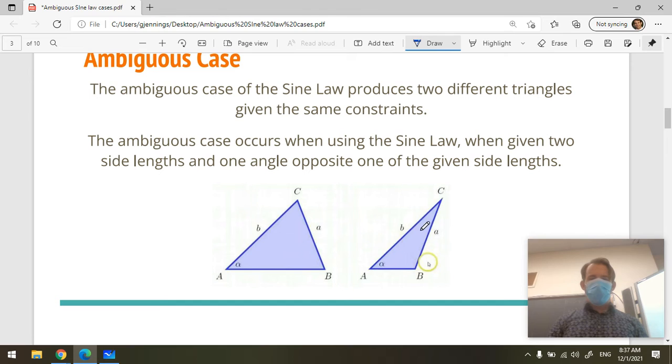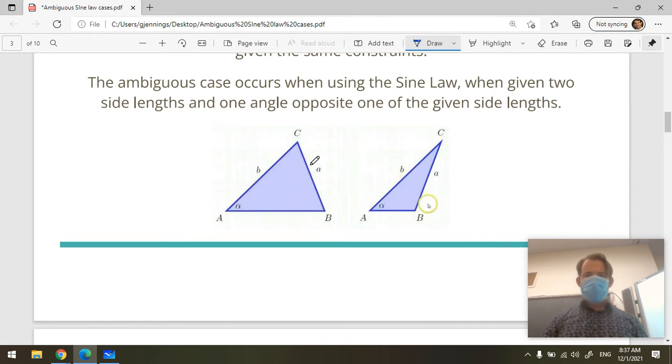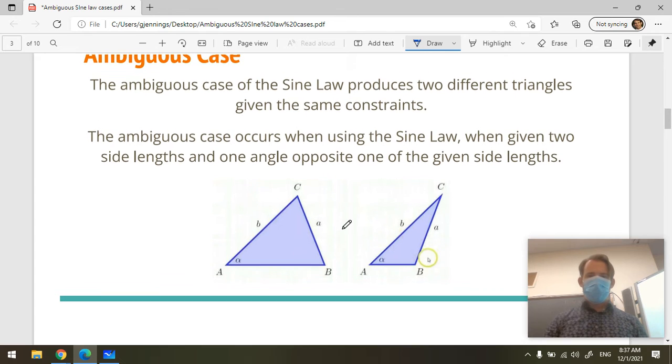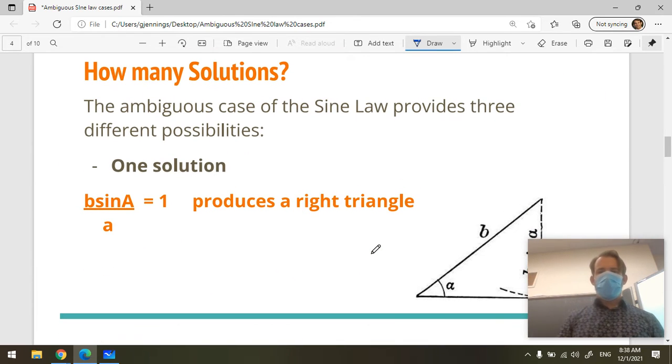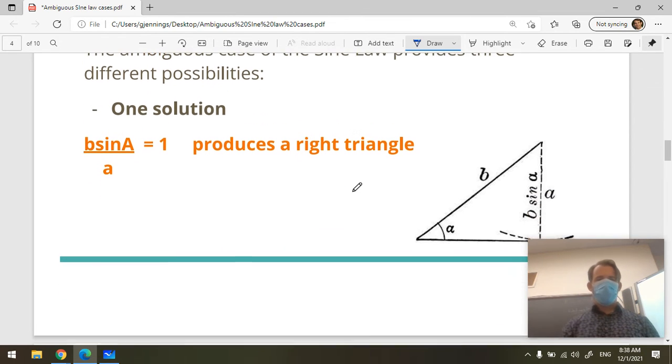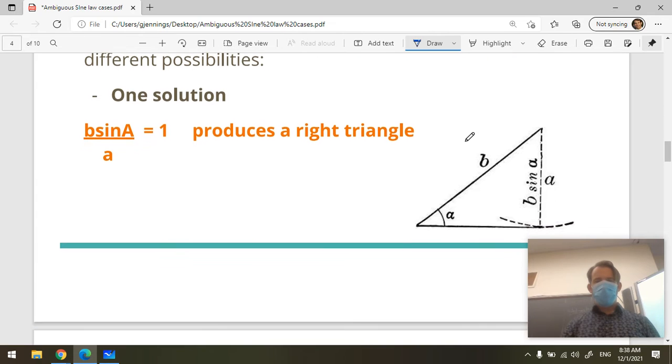So we have two different triangles here, and here's an example of what that might look like. We have this A is the same length, but it could be created by the same angle here in both cases. So when we have these types of situations, sometimes it helps to look at the algebra to know what kind of situation we have. If we take a look at b sine A over A equals 1, then that's a right triangle. That has to be a right triangle.